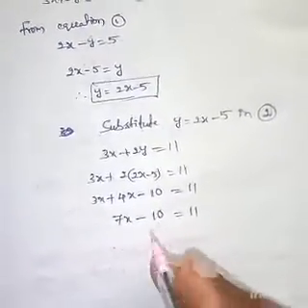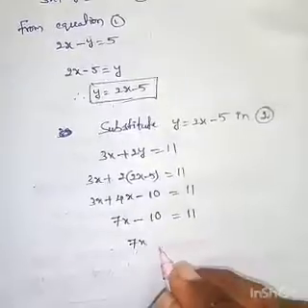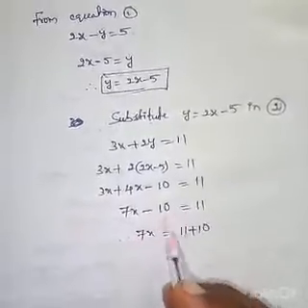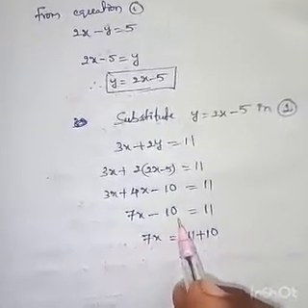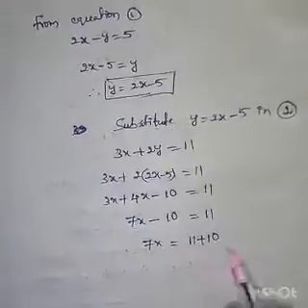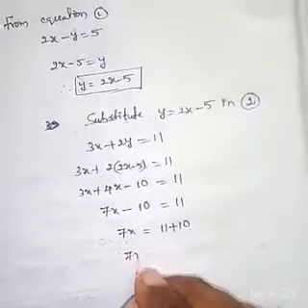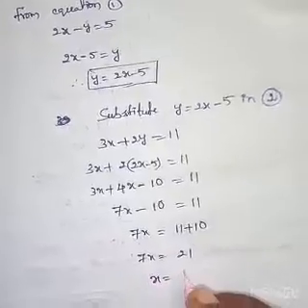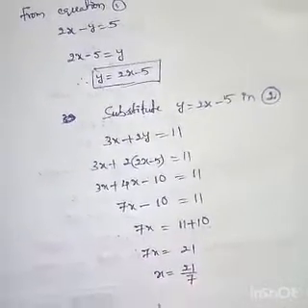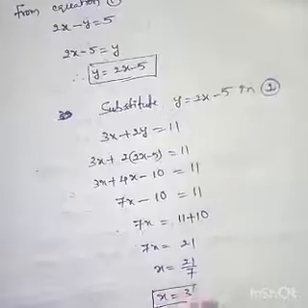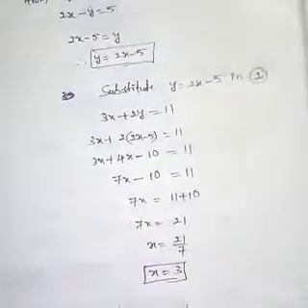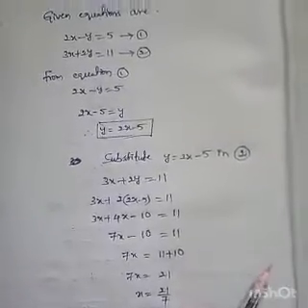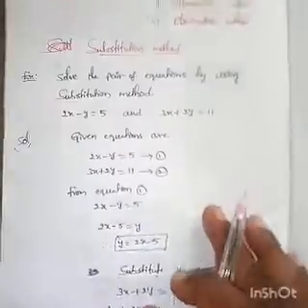Now change the 10 value also. That is 7x is equal to 11 plus 10. Here the symbol of 10 is minus, that's why it becomes plus 10. That is 7x equal to 21. x equal to, transpose the 7 also, 21 by 7, that is x equal to 3. So what is the value of x here? x equal to 3. Now substitute this x value in equation 1 or equation 2.